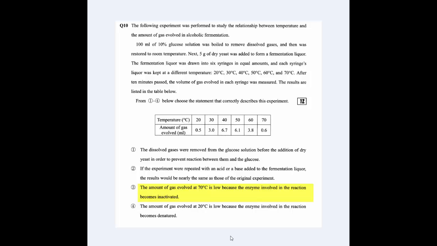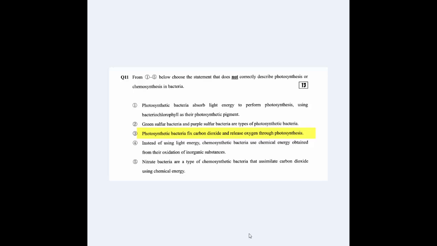1 to 4, choose a statement that correctly describes the experiment. The answer is 3. The amount of gas evolved at 70 degrees C is low because the enzyme involved in the reaction becomes inactivated.